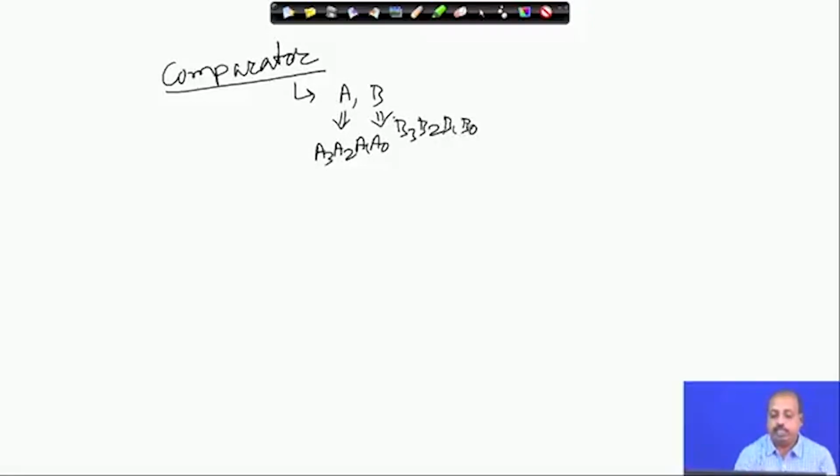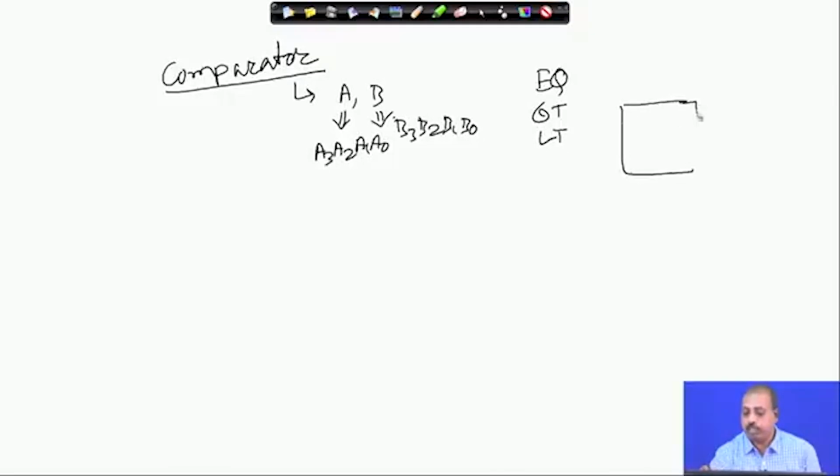Now, the comparator has a number of outputs: equal, greater than, less than, like that. As far as the block is concerned, it has the A and B inputs, each of which is 4-bit, and then it has 3 outputs, EQ, GT and LT.